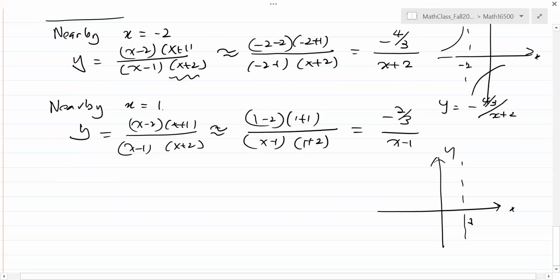So when x is greater than 1, it's going to be negative. When x is less than 1, it will be positive. When x equals 0, it's a positive number. So the graph looks like that.